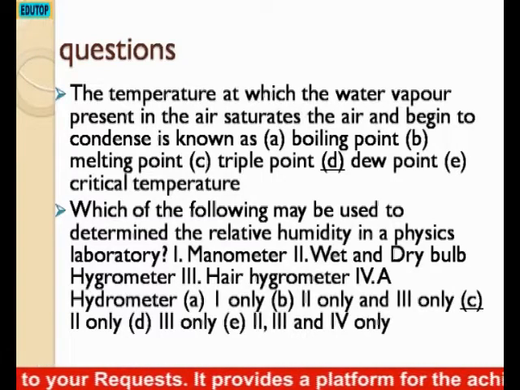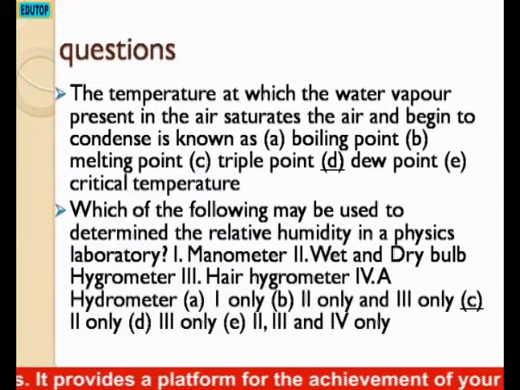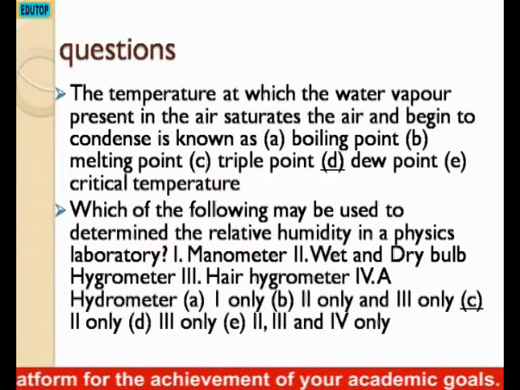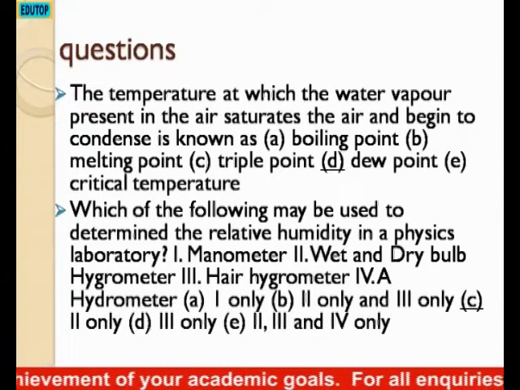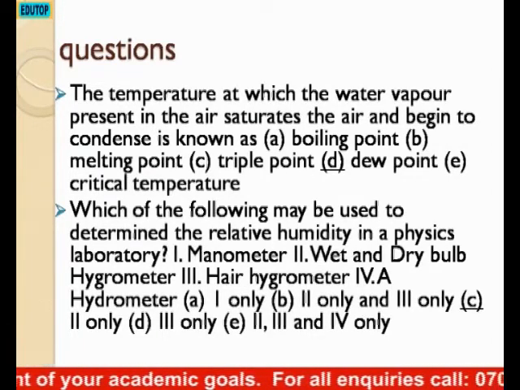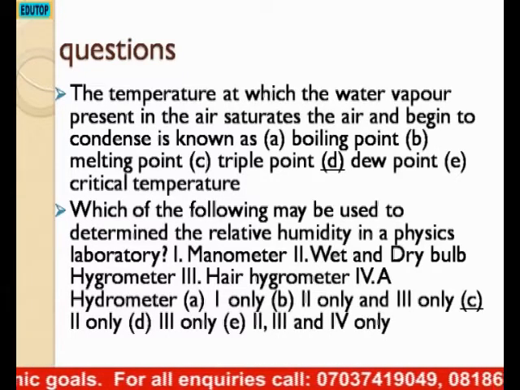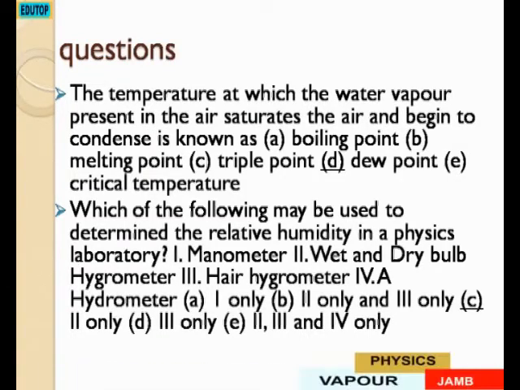So we are given the options: is it 1 only? 2 and 3 only? 2 only? 3 only? 2, 3 and 4 only? The answer there is 2 only, which is the wet and dry bulb hygrometer. And that is the instrument we use to measure relative humidity in the physics laboratory.